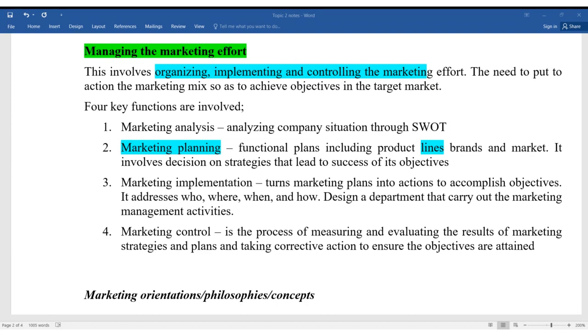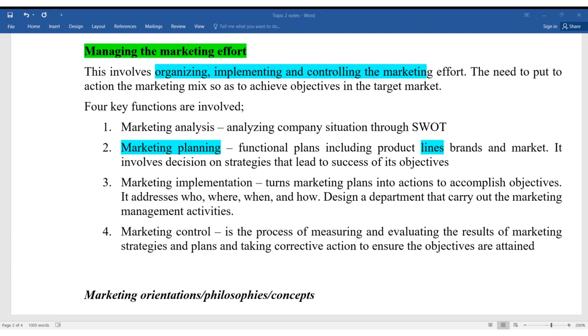Is it a line of food stuff? Is it a line of cosmetics? Is it a line of detergents? Is it a line of medicine? Is it a line of confectionaries? Those are very important lines that a company can produce.